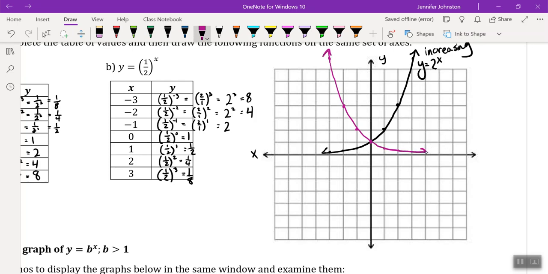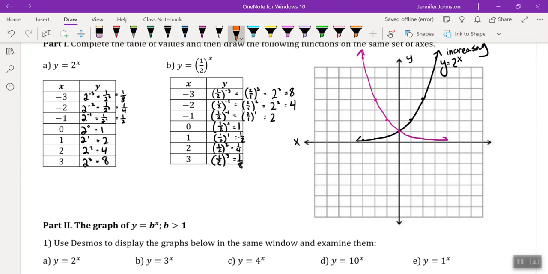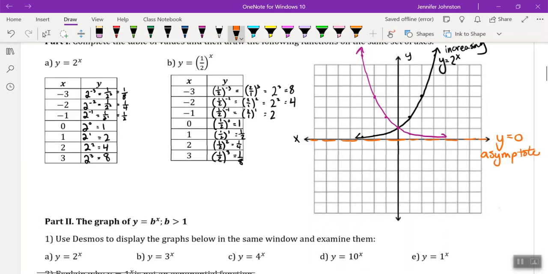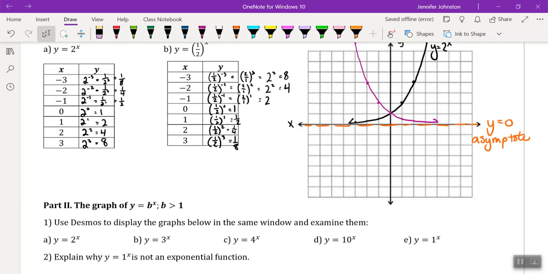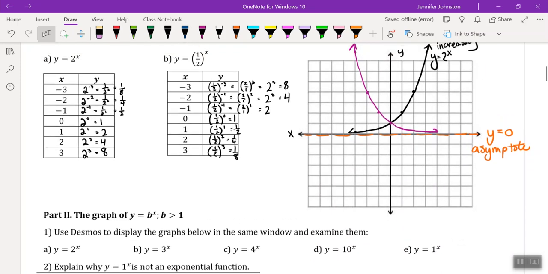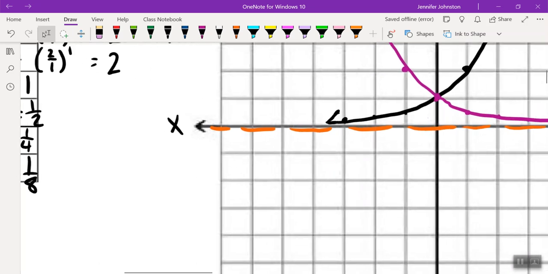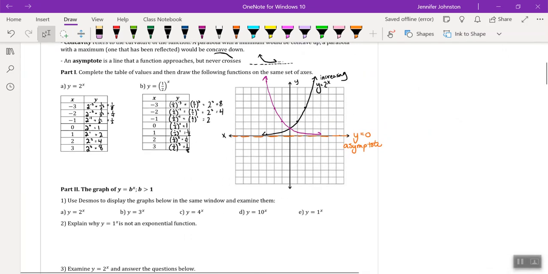Right, and I kind of did a half arrow there because this will always be getting closer and closer and closer, but will never touch. So we have that fancy word called an asymptote. This line right here would be, what's that? Y equals 0. This is y equals 0, and this is what we call the asymptote. So it's a line that it never touches. And if you don't believe me, go on Desmos, zoom in and see if the line will ever touch.